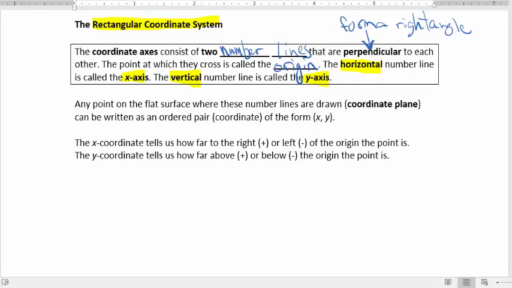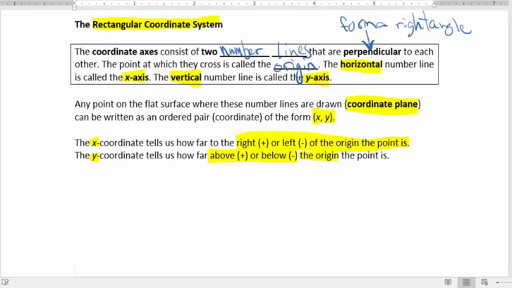So then what's going to happen is any point on the flat surface, and that flat surface is going to be known as the coordinate plane, right? Because a plane is just a flat two-dimensional surface, can be written as an ordered pair, which we'll call a coordinate, of the form (x, y) inside parentheses. All right, and the nice thing about it is all the points in this coordinate plane are going to be named with respect to how far they are to the right or left of the origin and how far above or below the origin they are. So the x coordinate is going to tell you how far right or left of the origin they are, and the y coordinate is going to tell you how far above or below the origin the point is.